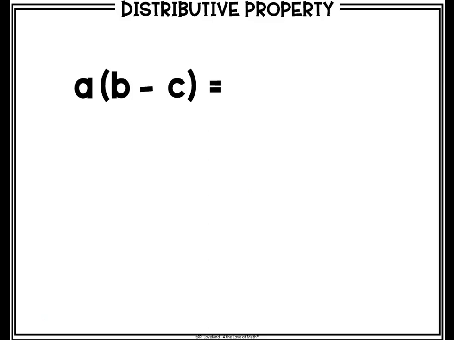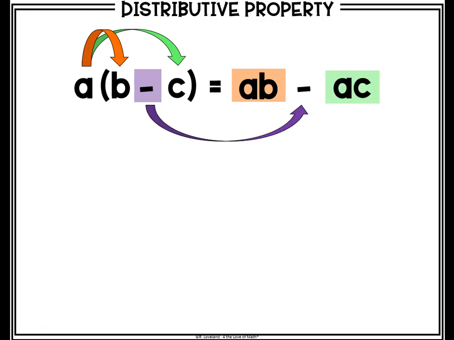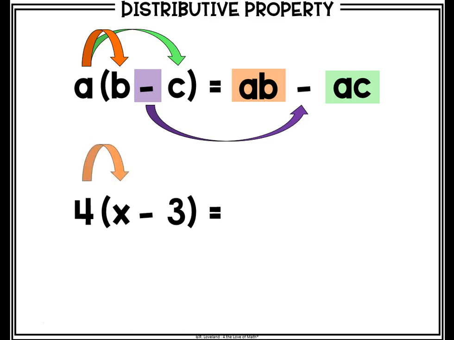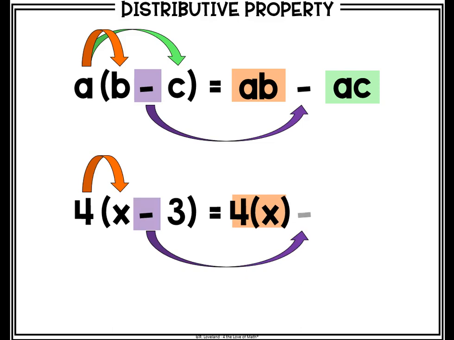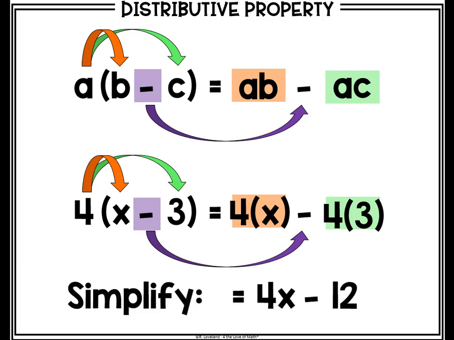Now going to where I have an operation that's subtraction, the distributive property works the same way. I'm still going to take that A and I'm going to distribute it to the B. I'm going to keep the operation, so I'm going to have a subtraction sign, and then I'm going to distribute my A to my C. So AB minus AC. When I go to do this with actual values, I'm going to distribute the 4 because it's outside into what's inside. 4 times x. I'm going to keep the operation, minus 4 times 3. Again, you have to simplify it, and you're going to have 4x minus 12.